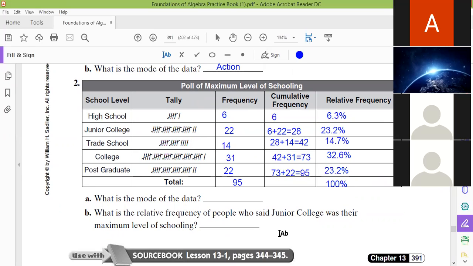Okay, now look at here. What is the mode of the data? Most repeated one. College. Okay. What is the relative frequency of people who said junior school was their maximum level of schooling?